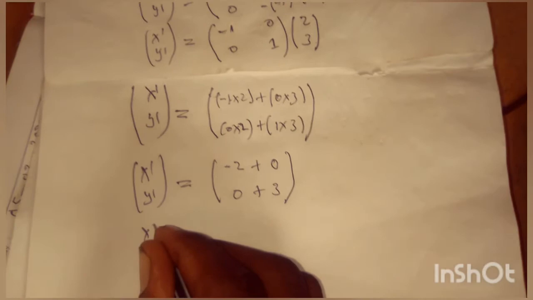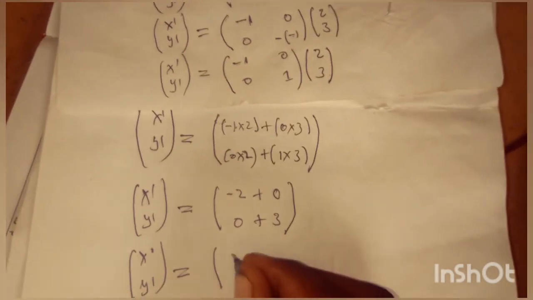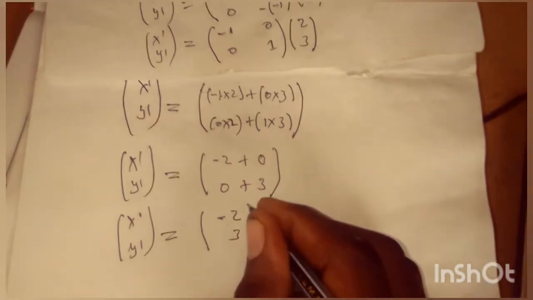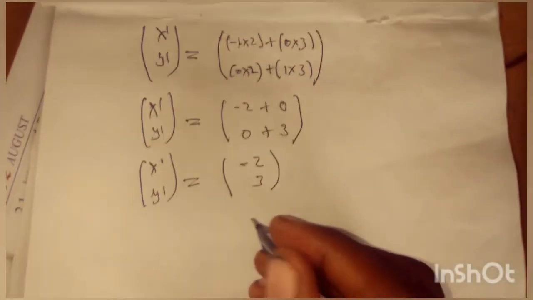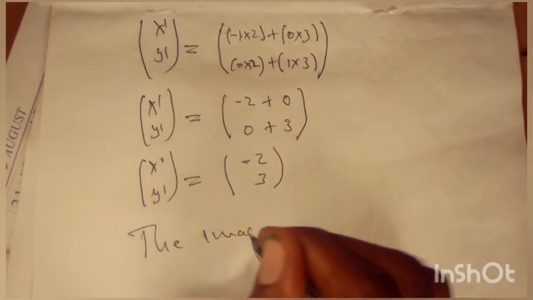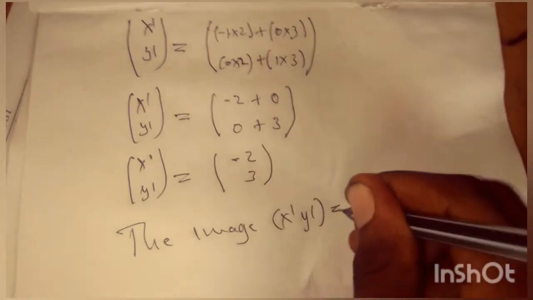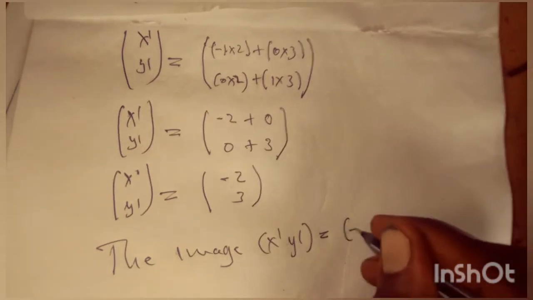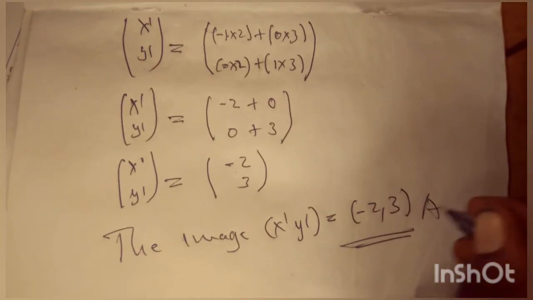So (x', y') is equal to (-2, 3). This is the required image, the required solution of our example 1 above. In conclusion, the image (x', y') is equal to (-2, 3). This is the final result.